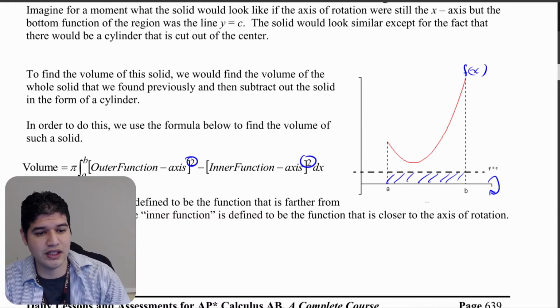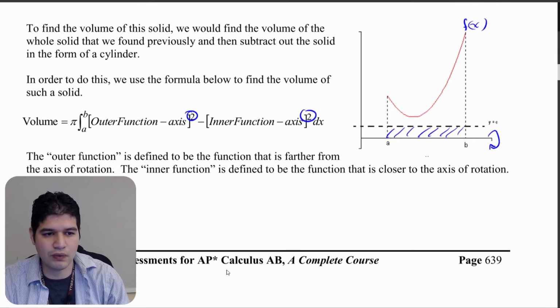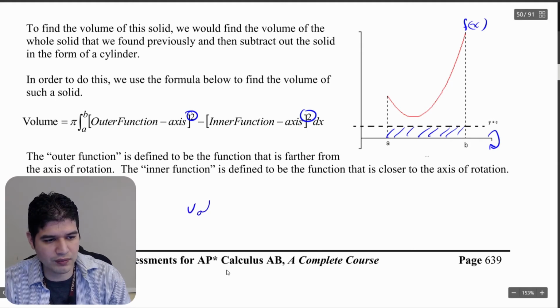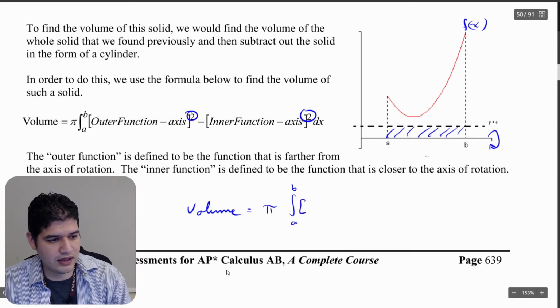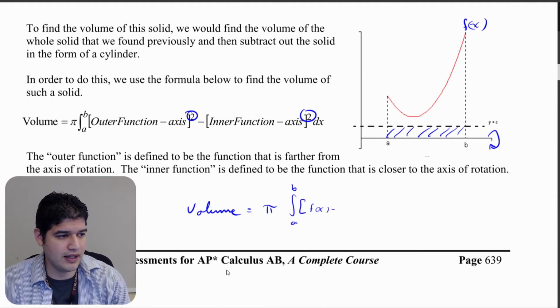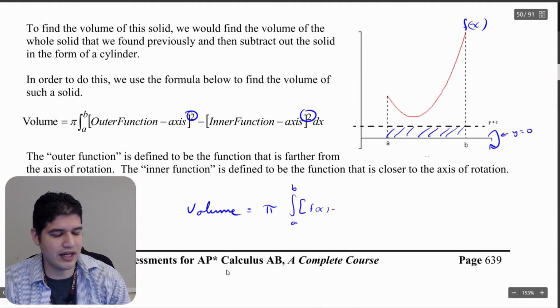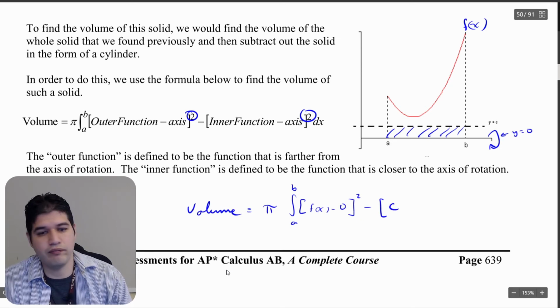So let's look at this one here. Our outer function is always going to be the upper minus the lower. That's essentially what we did in our previous lesson. So our volume in this case is going to equal, of course, pi goes outside, and we're going from A to B. Of course, that could be like 2 to 10, 1 to 5, whatever. And we're going to get f of x minus 0, because it's y equals 0. Don't forget that the x-axis is y equals 0. So f of x minus 0 squared minus y equals c. So in this case, it's going to be c minus 0 squared dx.